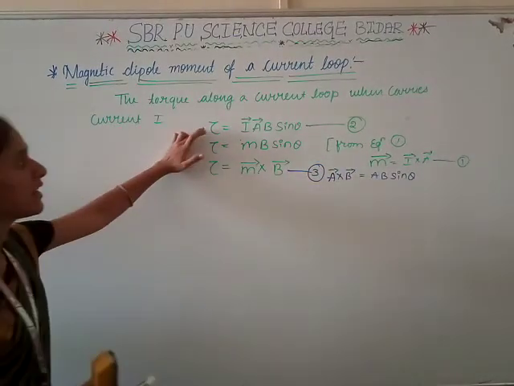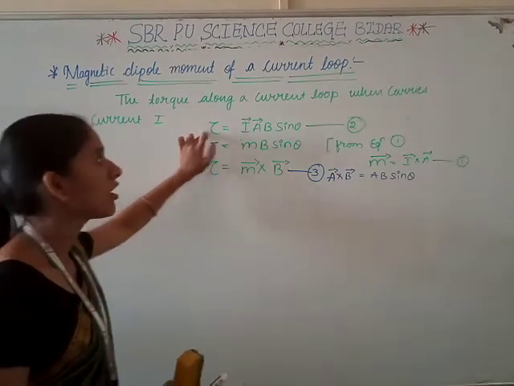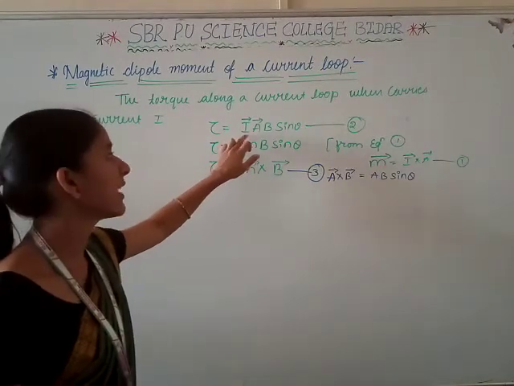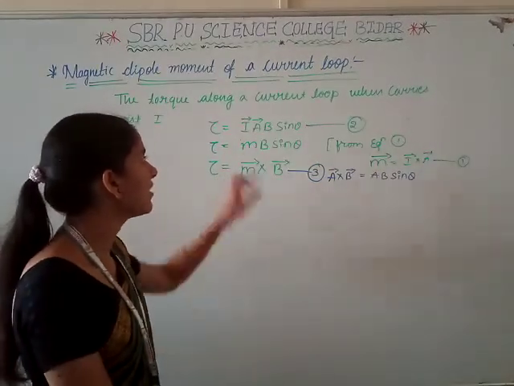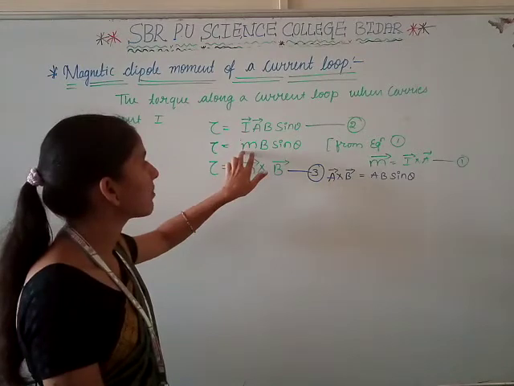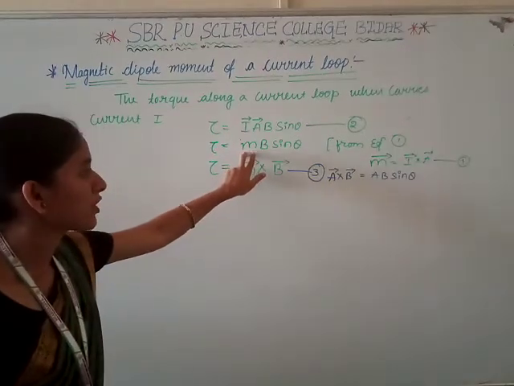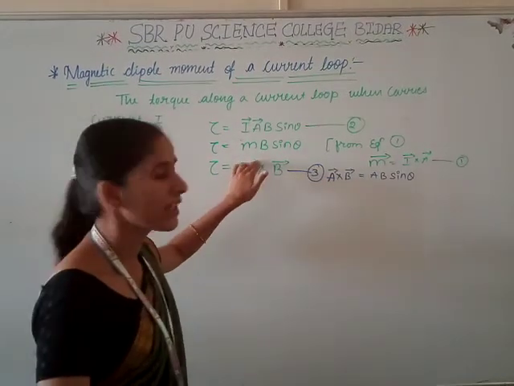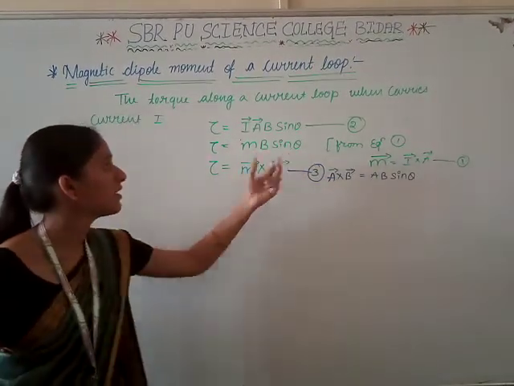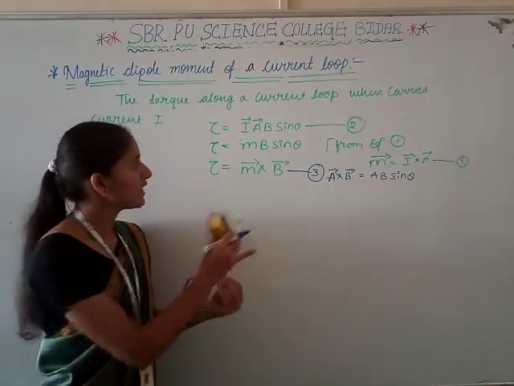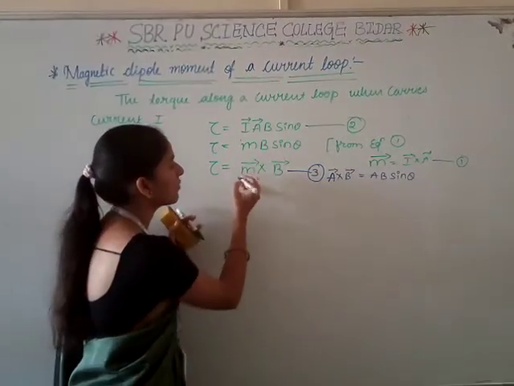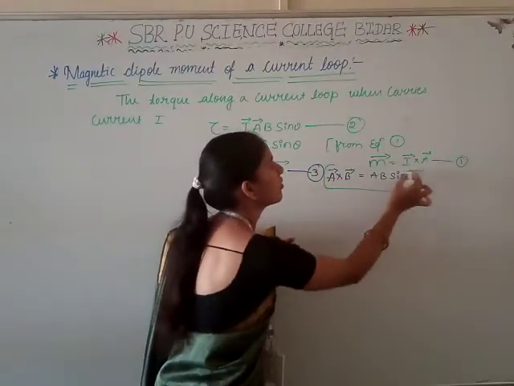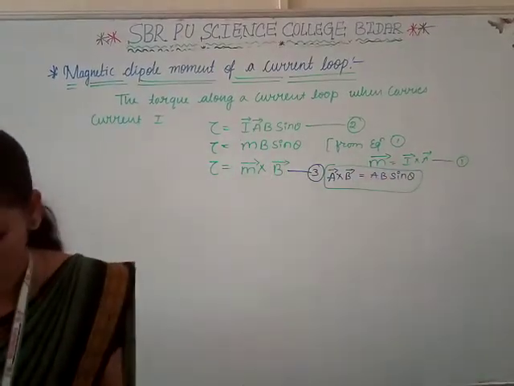By using the expression of a torque on a current loop carrying a current I, that is tau is equal to I A B sin theta, where I times A, the product of current and area vector A, is called the magnetic dipole moment of a current loop, that is M B sin theta, where M B sin theta is equal to vector M cross vector B, by the formula of A cross B is equal to A B sin theta.